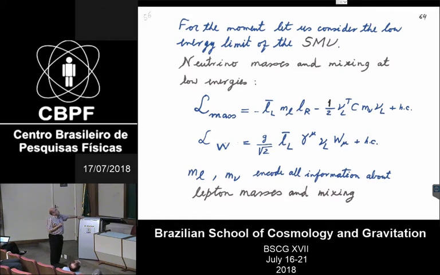I'm forgetting about the details of the seesaw. I'm just saying that somehow this effective mass matrix at low energy is generated. This is a left-handed mass generated through this mechanism, and I'm forgetting about right-handed neutrinos, assuming that they are very heavy and don't enter into it. This is all standard: the neutrino has a mass and it's a Majorana mass.